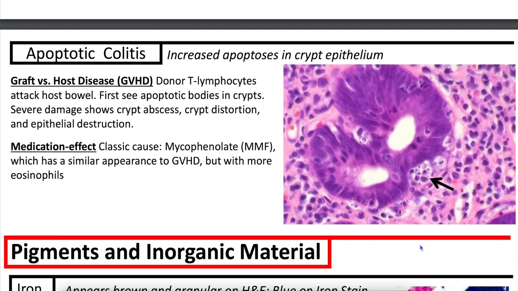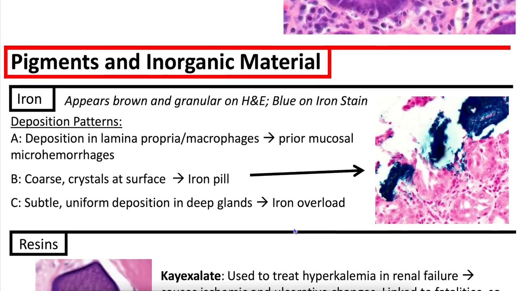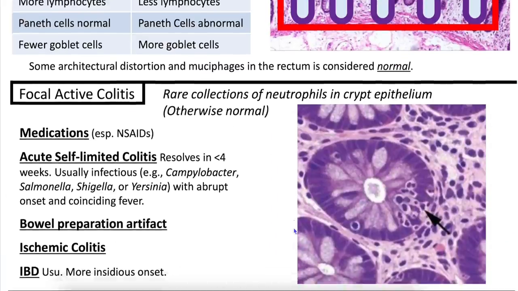Apoptotic colitis, this is when you have increased apoptosis in crypt epithelium. Think graft versus host disease, where your donor T lymphocytes attack the host bowel. Remember that Lerner classification in terms of grading graft versus host disease, because you can see just apoptotic bodies, but in severe stages, you can see crypt abscess, crypt distortion, and epithelial destruction. Medication effect. Classic cause is mycophenolate, which has a similar appearance to graft versus host disease, but with more EOs in the lamina propria.